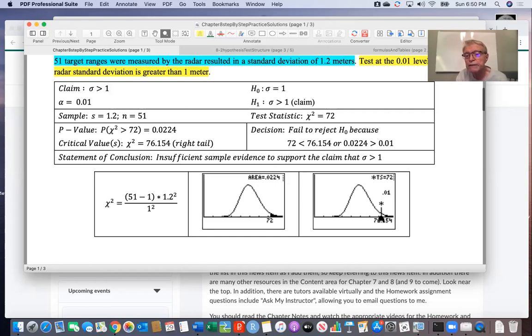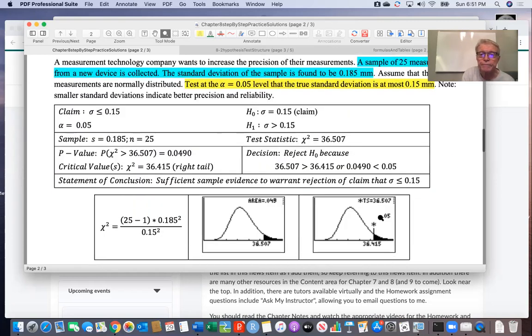And then we plot the test statistic, and we see that it is not in that region. It is not farther from the mean than the critical value of 76.154. It was 72, and it is less than. So that means that we will fail to reject when we get to the decision. So this tells us that our test statistic is not unlikely. And let's go to the next one.